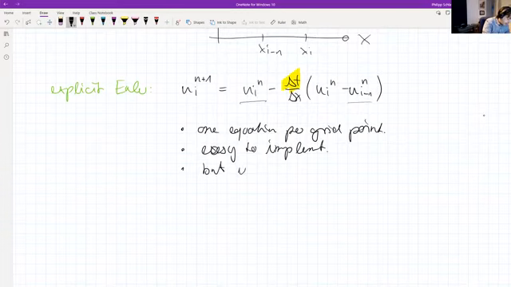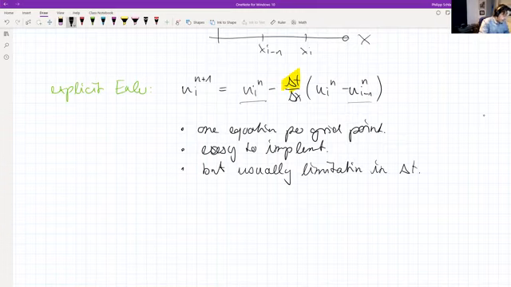So what I can say here is that usually there's a limitation in delta t. And this is something that is actually quite common for explicit schemes, so schemes that use the information from the old time level to calculate one point at the new time level.